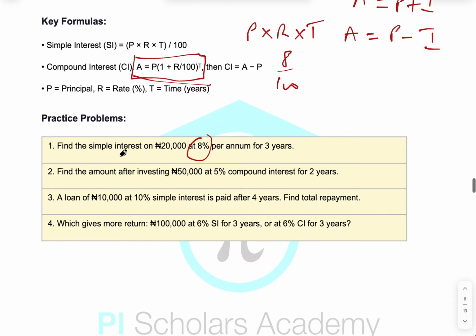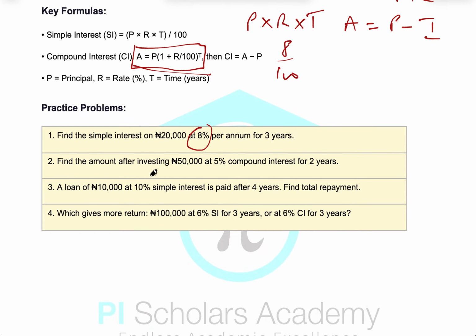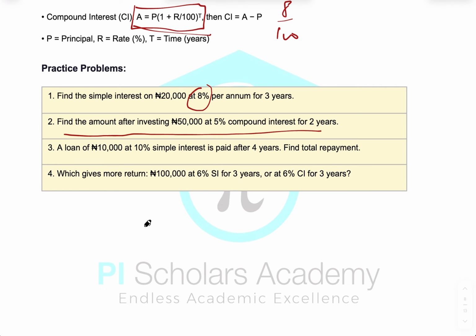So let's take a question here. It says, find the amount after investing 50,000 at 5% compound interest for 2 years. So if you apply that expression here, your principal is 50,000, then 1 plus your rate, which is 5 divided by 100, that is 0.05. Then everything will be raised to power 2. So all you have to do here is 1.05 raised to power 2, then you multiply that with your 50,000. This should be very easy for you.